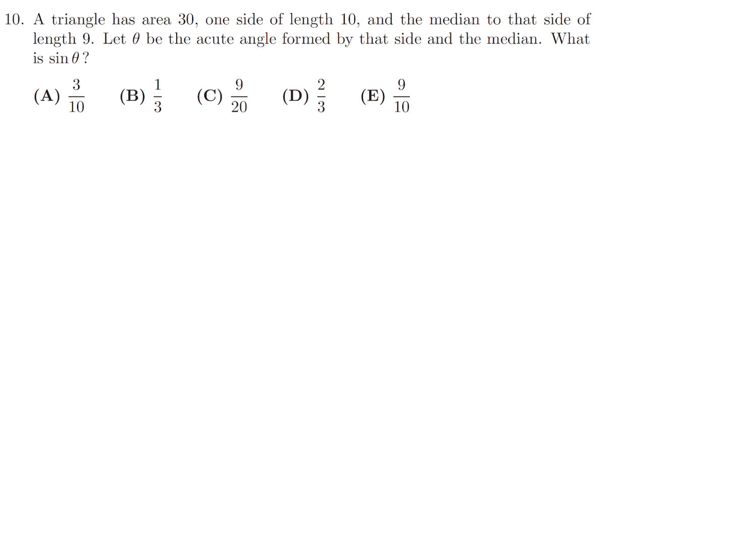A triangle has an area of 30, one side of length 10, and the median to that side has a length of 9. Let theta be the acute angle formed by that side and the median. What is sine theta? Let's draw a triangle, and it doesn't have to be that accurate. Then we draw a median, meaning it cuts that side into equal segments. The median is 9, and this side is 10, so the segments are 5 and 5. Theta is the acute angle, so this is theta, and therefore this angle must be 180 minus theta.